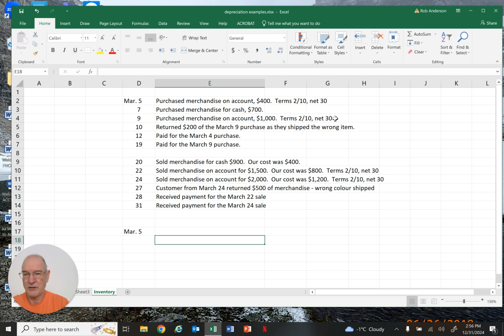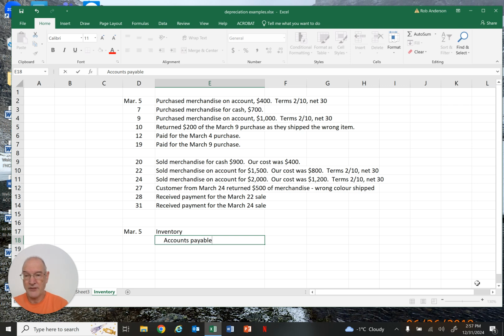So let's dive into some of these journal entries, and we're going to go through all of these that are very representative of normal buying and selling. So first, we purchase merchandise on account, $400, terms are 2/10 net 30. So when we purchase merchandise on account, we're usually going to just debit inventory and we're going to credit accounts payable.